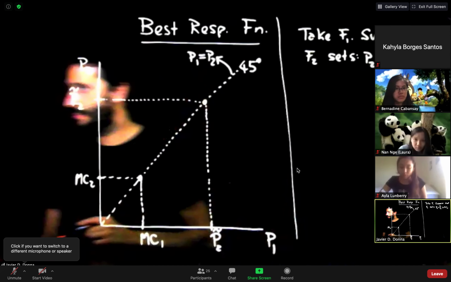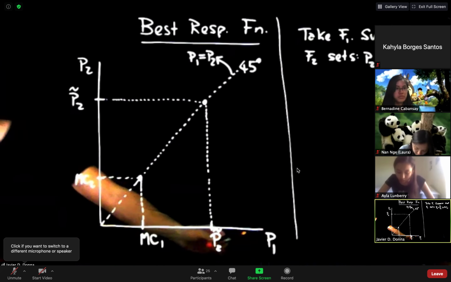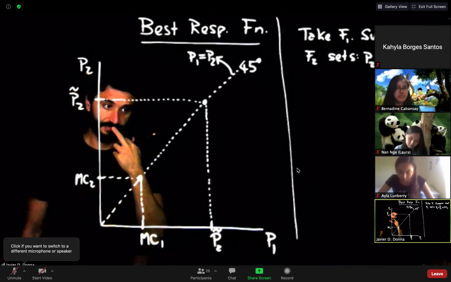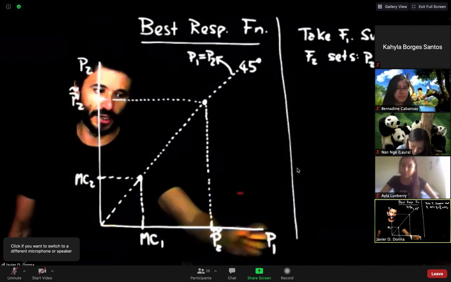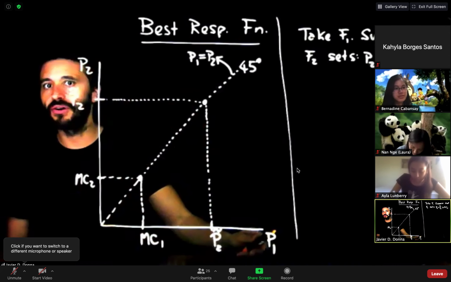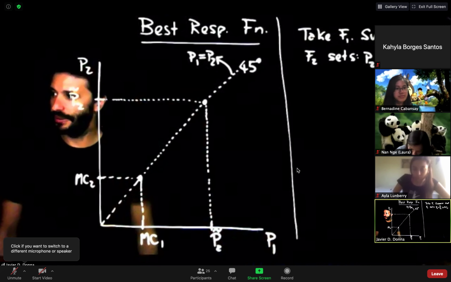And now I have that P2 tilde in the horizontal axis, where I'm measuring P1. So that's the reason why I project it, because I want to see what is the best response for firm 1. And firm 1 is choosing P1, it's not choosing P2. Okay?